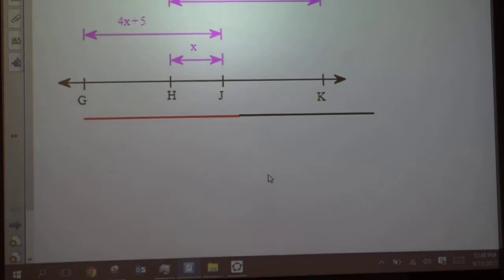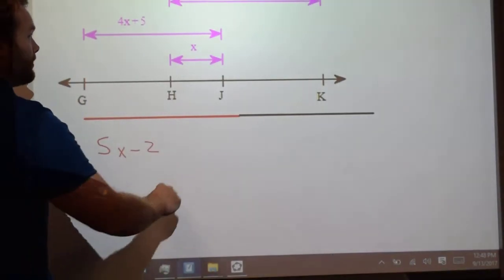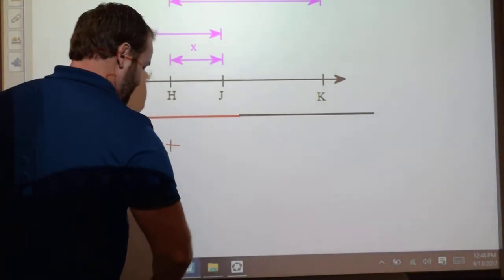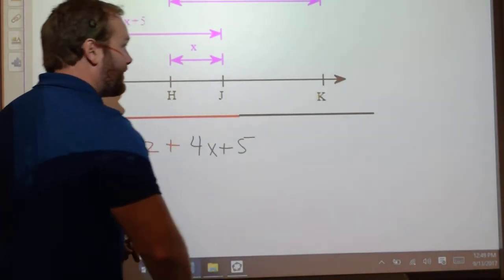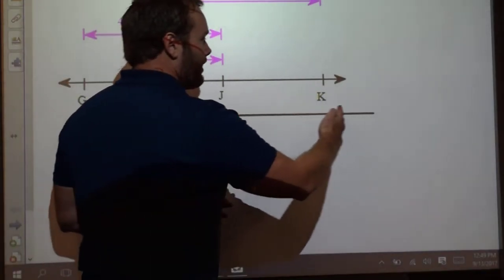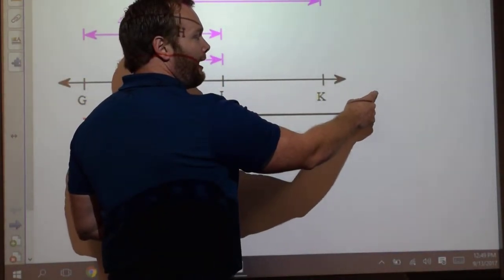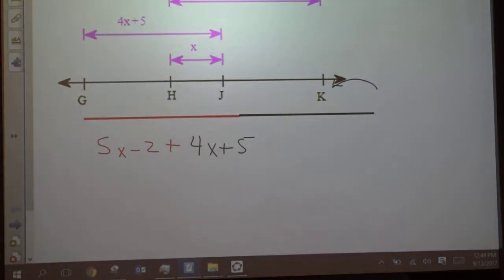Has that red and black one started at G, but has it passed over K? Yeah. So if I wrote down what that expression would look like, that expression right now would be 5x minus 2 plus the black segment, which is 4x plus 5. And we know that that is longer than GK, so I'm not going to set it equal to anything yet. If we walked from here all the way down the red, all the way to the black, we'd be right here. How far back do I need to backtrack to get to K then? X. I need to backtrack x.